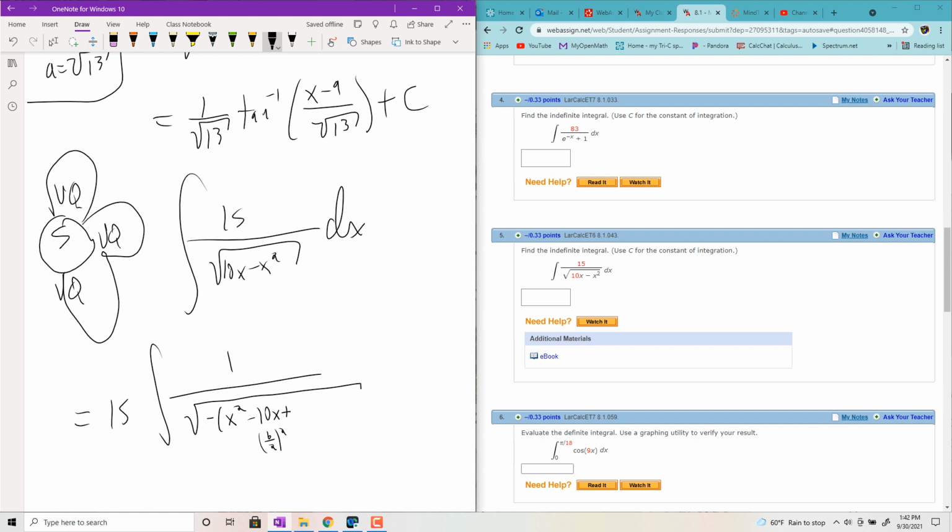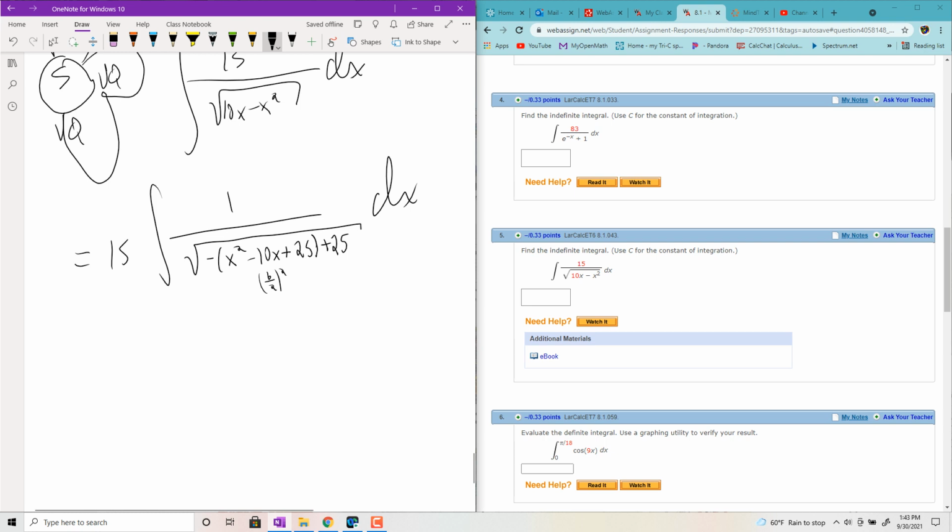So negative 10 over 2 is negative 5. Negative 5 squared is 25. Then I have to immediately subtract that. But because of that negative in front, it'll look like I'm adding it, right? So if you subtract it inside those parentheses and then you distribute the negative, it would really be adding. So you're actually plus 25 at that point, okay? dx.